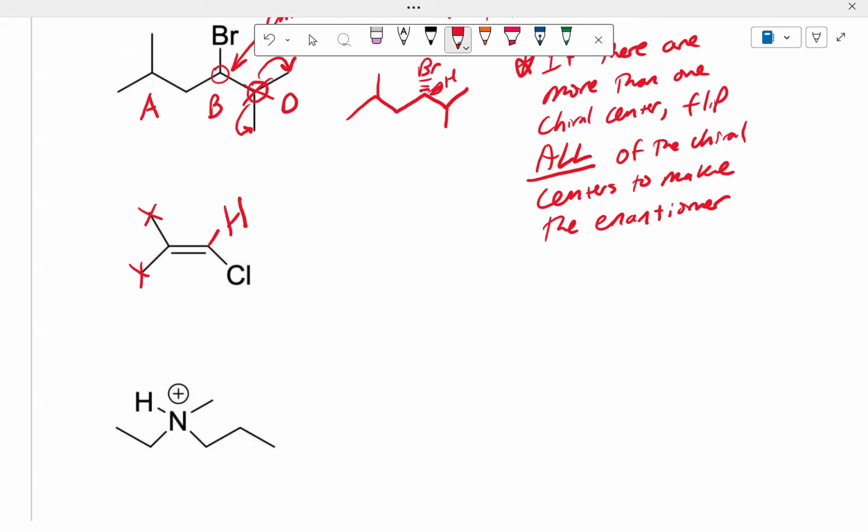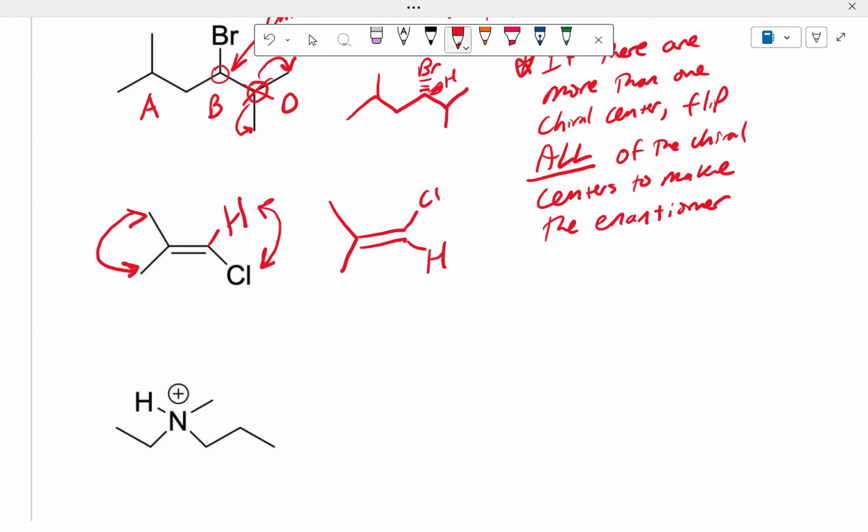Now, if I try to flip these two groups, do I get a different orientation in space? And the answer is no. If I flip methyl with methyl, I just have a methyl on top and methyl on the bottom. Now, if I try to do that to the other side, with the hydrogen and the chlorine, what does that look like? Well, let's draw the result.